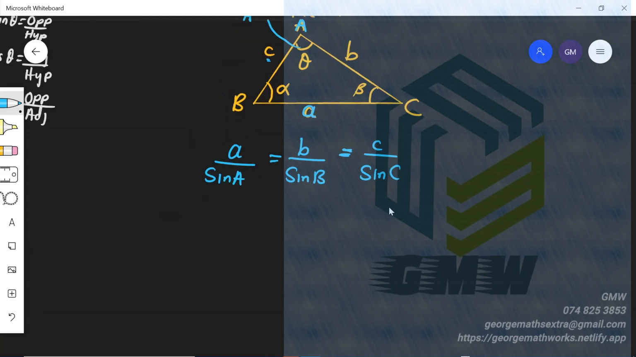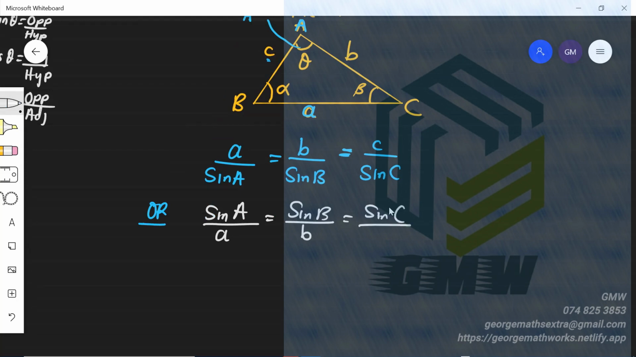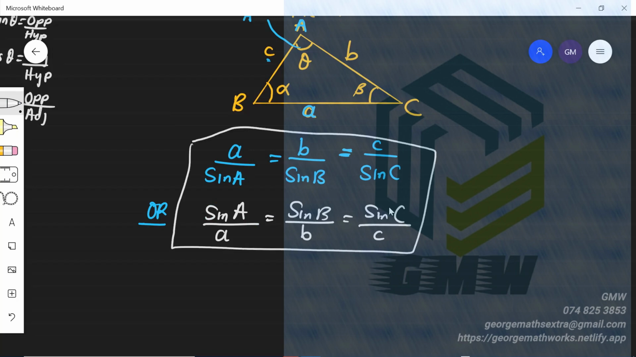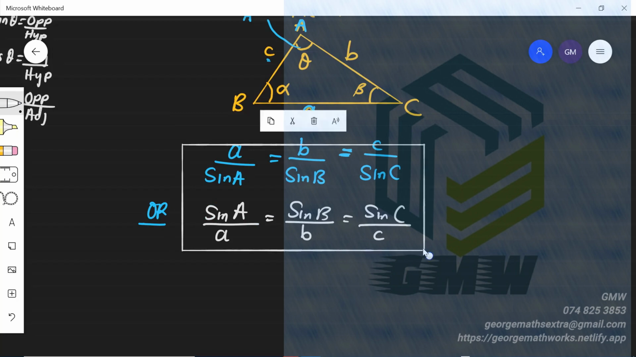Sometimes it is also okay to start by writing angles on top, to say sine A over small a. But if you do this, you have to do it for all the other ones. They have to start with the sines. You invert everything, then it still remains true. So these are the important things you need to know on sine rule.